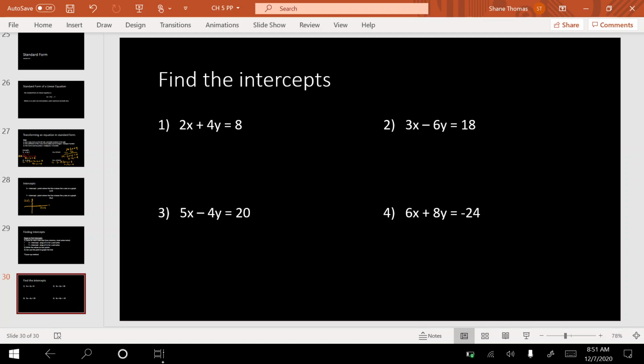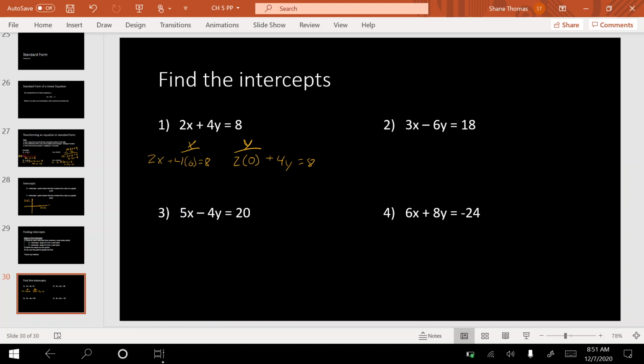I like to go X column, Y column. So for my X column, I want to put a 0 in for Y. So I'm going to have 2x plus 4 times 0 equals 8. And then in my Y column, I'm going to put a 0 in for X. So 2 times 0 plus 4y equals 8. Now simplify each one of those individually.